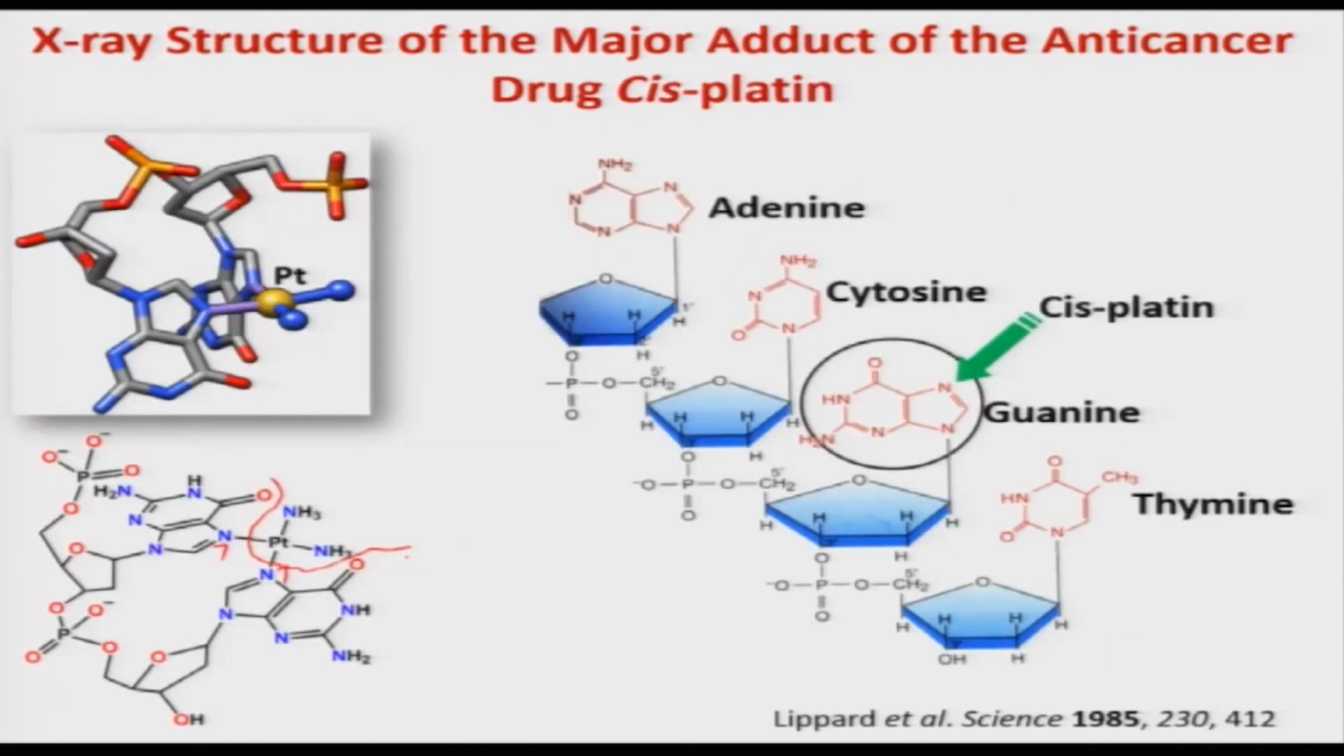So, the X-ray structure of the major adduct of the anti-cancer drug cisplatin is shown here. As I have said earlier, cisplatin preferentially binds the guanine nitrogen, the N7 position, and Lippard's group has made a ligand which is guanine deoxyribose phosphate dinucleotide.